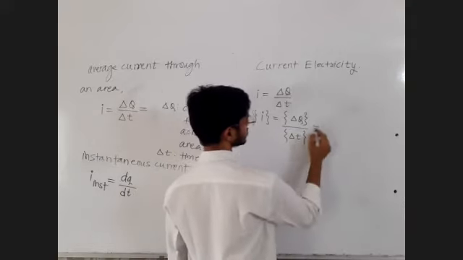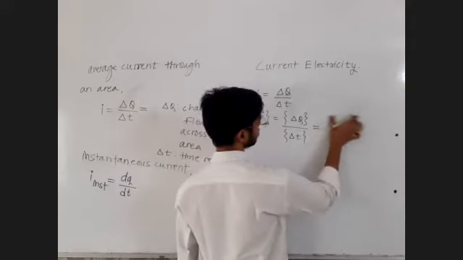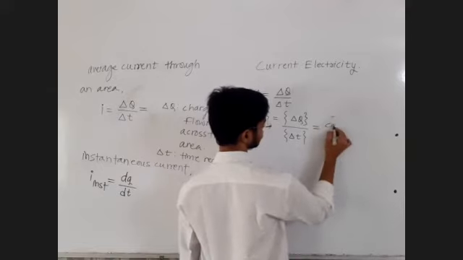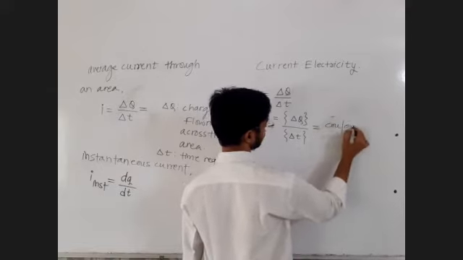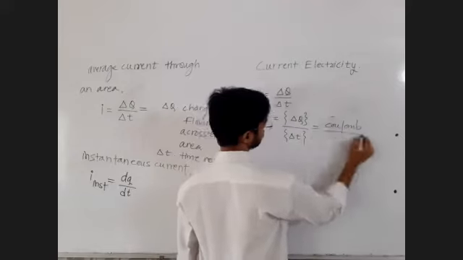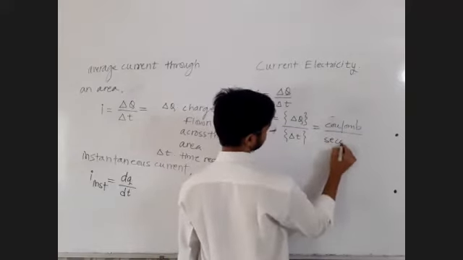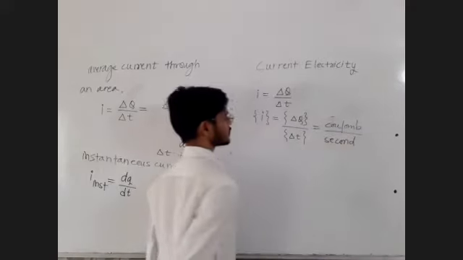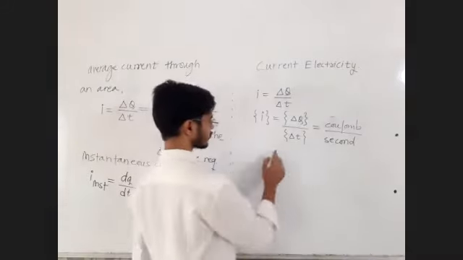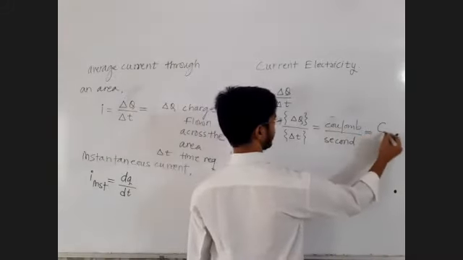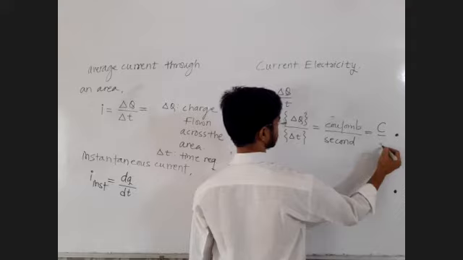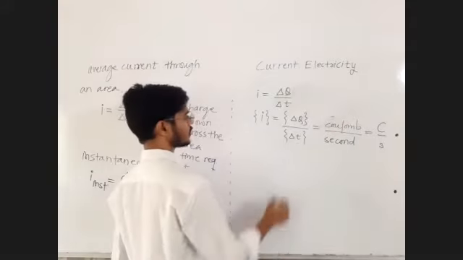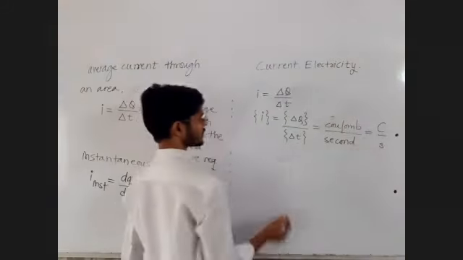Unit of charge is coulomb. Let me write the complete name first: coulomb. Unit of time is second. So coulomb upon second, you can call it capital C upon S, but coulomb upon second is called ampere.